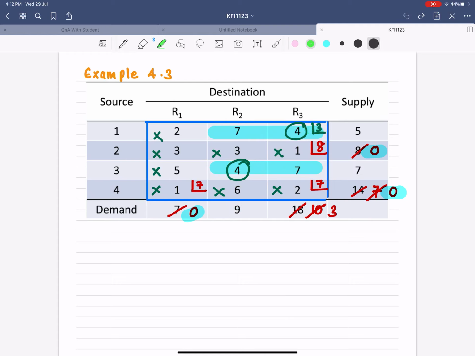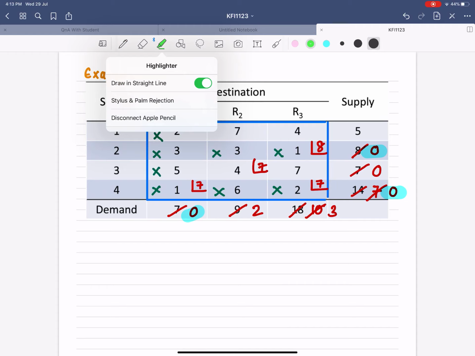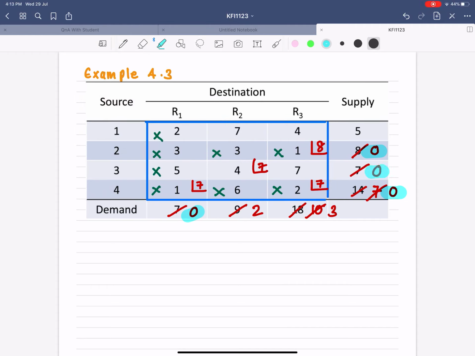I'll erase everything first so that you won't get confused. So from here, we want to allocate a value here. Just now we compared, 7 is less than 9, so we put 7. 7 minus 7 is 0. 9 minus 7 is 2. And since we have 0 here, we will cancel out the third row.